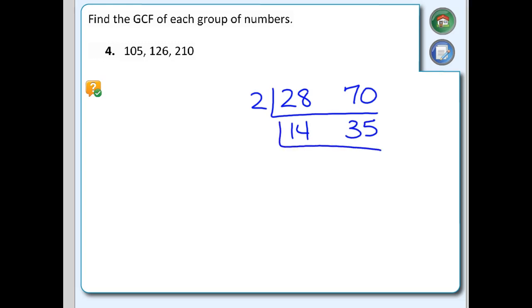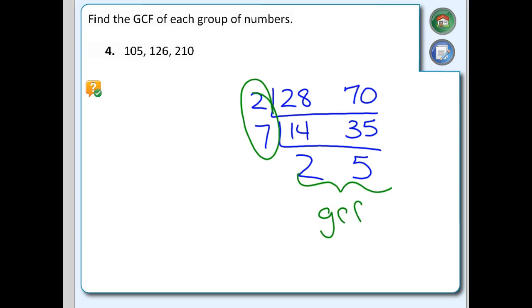Next, 2 will go into 14, but it won't go into 35, so I can't use it. The next prime number after 2 is 3. 3 doesn't go into either 14 or 35. The next prime number is 5. Well, 5 works for 35 but not 14, so I can't use it. After 5, the next prime number is 7. 7 goes into 14 2 times, and 7 goes into 35 5 times. Now, when you get prime numbers down here on the bottom, we're done, but it's the 2 and 7 here that we're going to multiply together, and so the GCF of those numbers is 14.